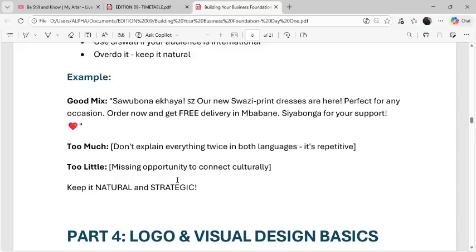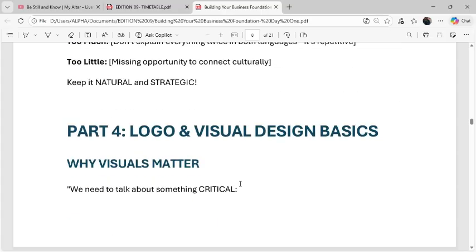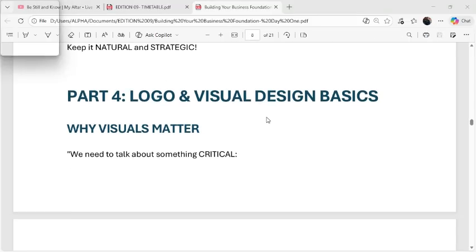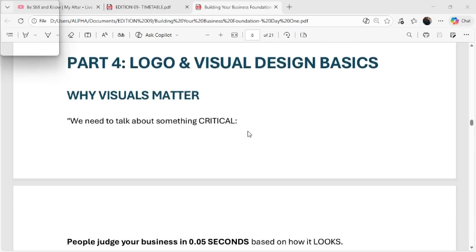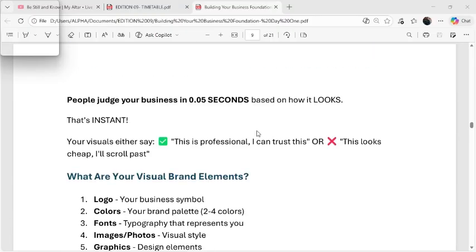Now, let's look at logo and visual brand designs. Why do visuals matter? We need to talk about something critical here. People judge your business in the first few seconds based on how it looks. That's instant. Immediately somebody looks at your business, they have already decided whether they're doing business with you or not. You do understand that? So your visuals either say, this is professional, I can trust this, or this looks cheap, I'll scroll past it.